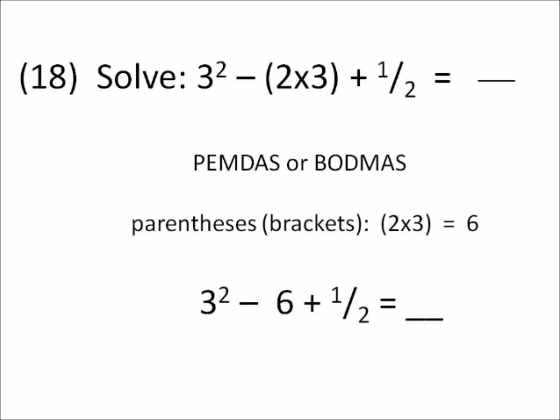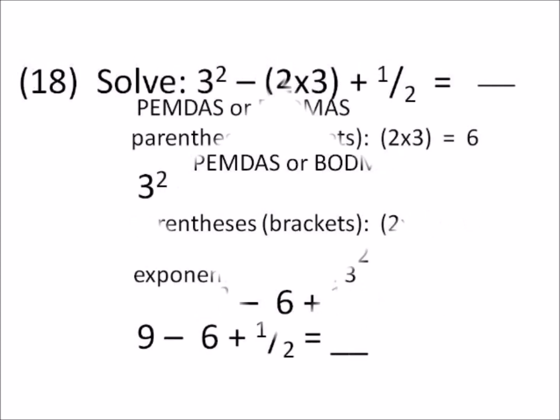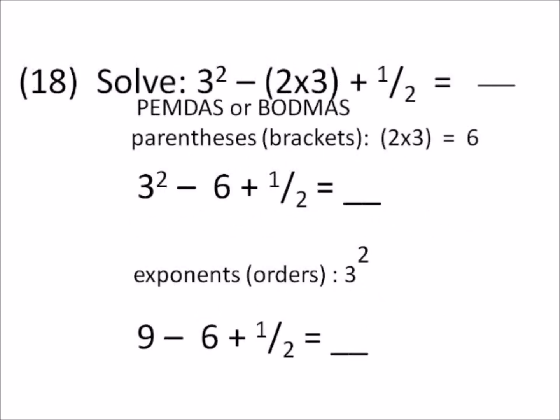P stands for parentheses or brackets. B stands for brackets. So let's work that first. 2 times 3, 6. Brackets done. So it becomes 3 squared minus 6 plus a half. So you replace the bracket 2 times 3 with 6. So it's 3 squared minus 6 plus a half. And that's the first part of PEMDAS or BODMAS.